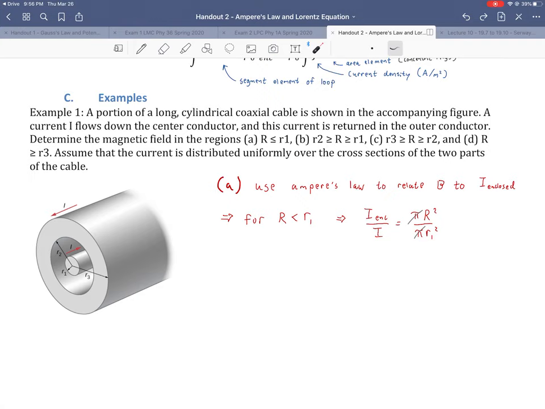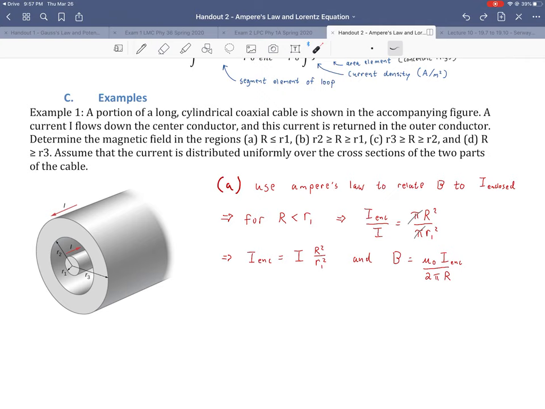So these ratios must be equal to each other. Now, they're only equal to each other, the only reason we actually don't have to do calculus here, unlike in the next example, is because our current is uniform. Okay, so we have a uniform current that is not a function of the radius. Okay, so you'll see what happens when it is a function of the radius. Okay, so in that case, we can go ahead and solve for I enclosed in terms of the total current I and the variable R and the constant R1.